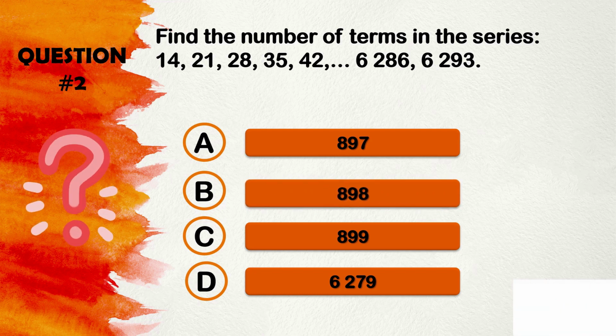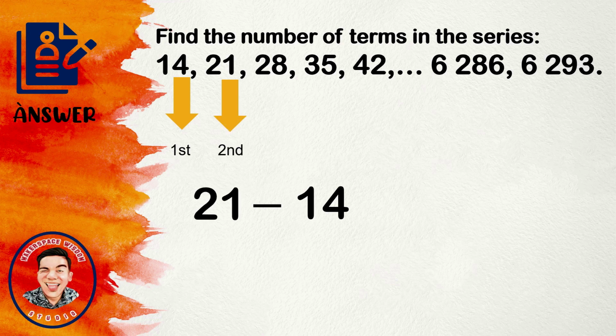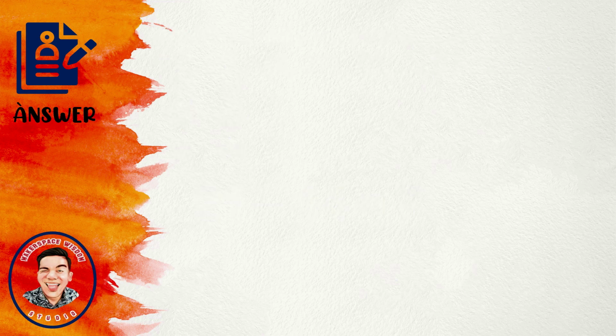Alright, let's try to find out the correct answer. First thing to do is to identify the first term, the second term, and the last term of the sequence. After that, subtract the first term from the second term to get the common difference. In this case, we have the second term, which is 21, minus the first term, 14, which is equal to 7. And 7 is our common difference.